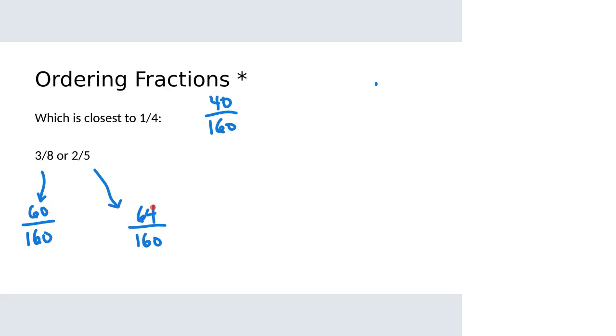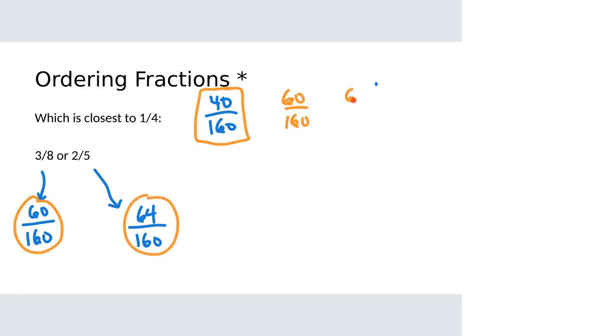And so the three numbers that I'm working with are 40 over 160, which is what I want to know what's closer to. Well, I have 60 over 160. That's going to be a little bit bigger. And then I have 64 over 160. That's going to be even bigger. So the one of these that's closest to 40 over 160 is the 60 over 160, and that's 3/8. So 3/8 is closer to 1/4 than 2/5 is. And getting a common denominator is how we can compare.